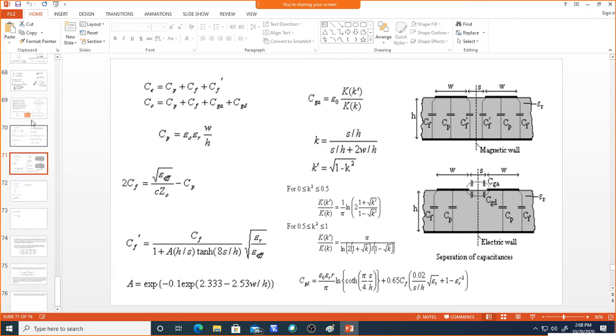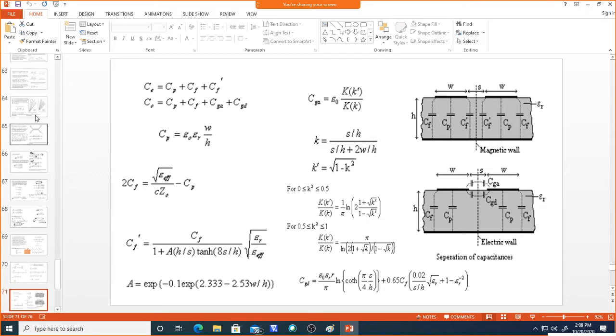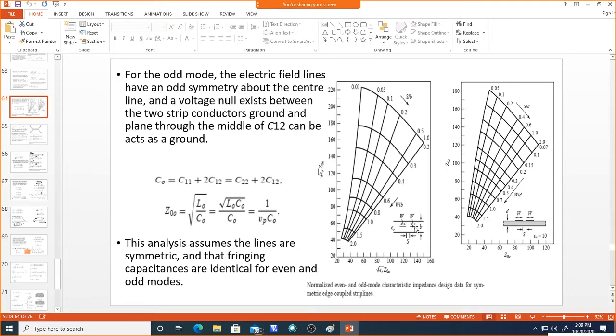For the graphical method which I have shown here, for a strip line case you need to use this graph, with the even mode impedance multiplied by the dielectric constant and the odd mode impedance multiplied by the dielectric constant.